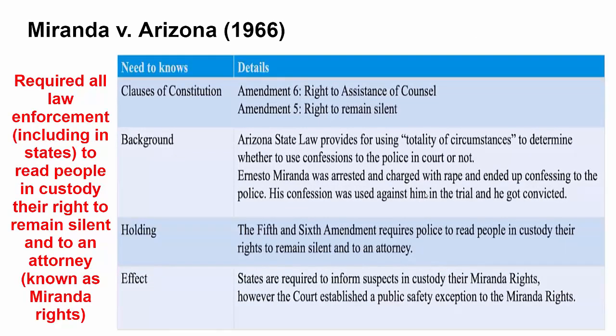We're also going to mention Miranda, right, the famous Miranda v. Arizona case, because again, this includes both elements of the Fifth and Sixth Amendment. Of course, in Miranda, remember, it required all law enforcement, including in the states, to read people in custody their right to remain silent and their right to an attorney. These were known as the Miranda rights, right? Police are required to read these at the moment that a person is arrested so that suspects in custody are aware and familiar with the rights that are available to them.